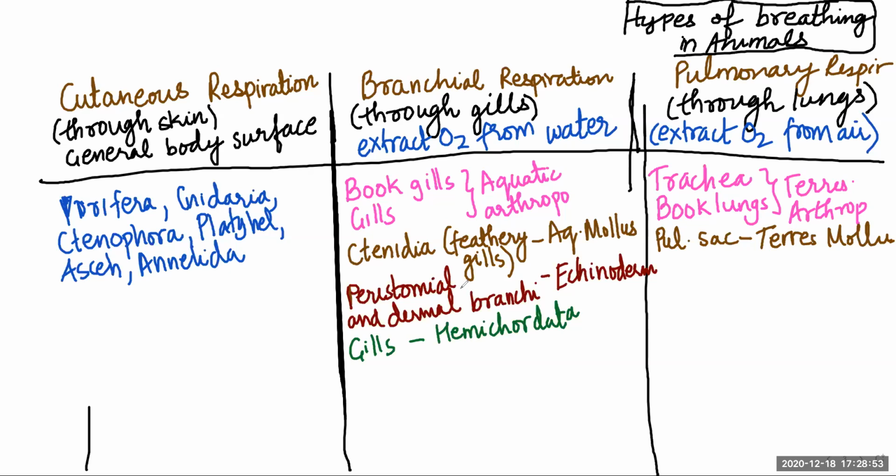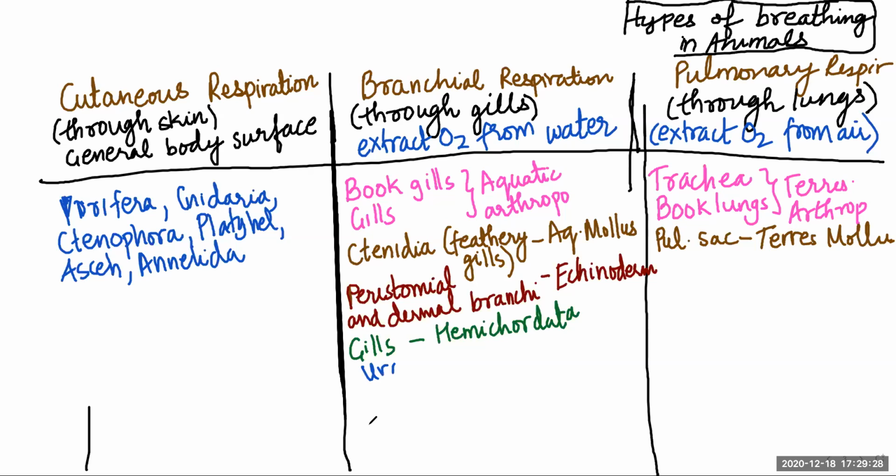Then gills and gill slits are also found in chordates. Chordates में पहले क्या था? Chordates, gills are also found in urochordates first. It's also found in cephalochordates. ठीक है, उसके बाद आता है वर्टिब्रेट्स.